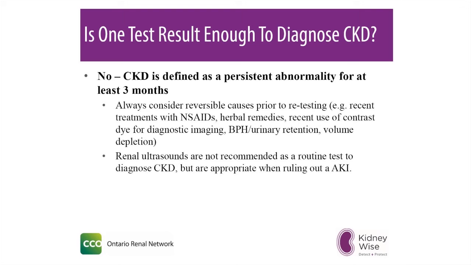If any of these are suspected, you should be repeating these tests earlier than 3 months to rule out an acute kidney injury. It is also important to mention again that renal ultrasounds are not recommended as routine tests to diagnose chronic kidney disease. This is due to the fact that often the results of these tests do not help with the diagnosis, and interpretation results can lack consistency. However, if a renal ultrasound is an appropriate test to rule out an acute kidney injury, as mentioned above, then ordering this test is absolutely appropriate.